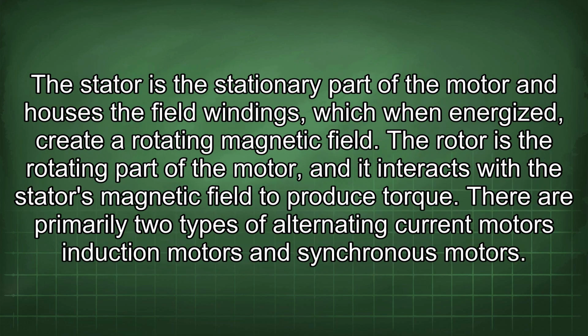The stator is the stationary part of the motor and houses the field windings which, when energized, create a rotating magnetic field. The rotor is the rotating part of the motor and it interacts with the stator's magnetic field to produce torque. There are primarily two types of alternating current motors: induction motors and synchronous motors.